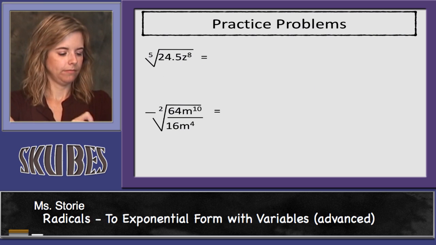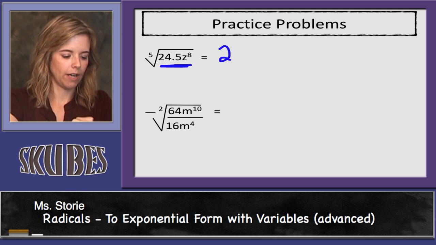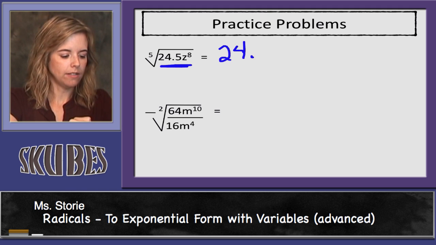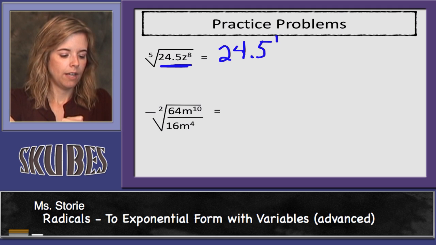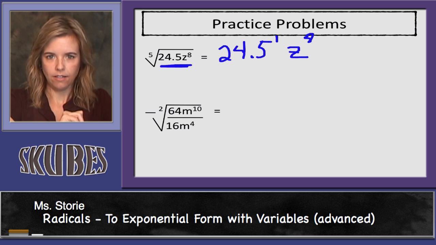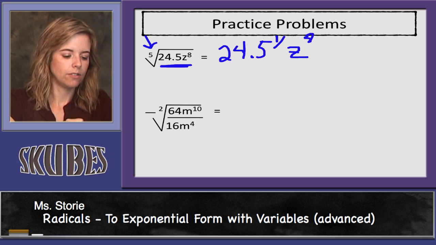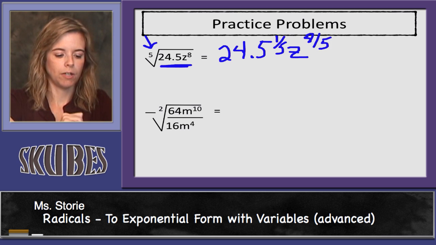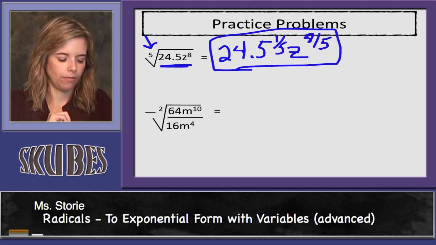Let's try 2 more. Just because you have a decimal doesn't change anything. You can still write it as a base. There's no exponent, so we assume it to be 1. Then you've got your other base of z. There is an exponent. It's 8, so it becomes your numerator. We do have an index of 5, so we put both of the numerators on top of the denominator of 5. You can't reduce any of the fractions, so we are done. This is now your new exponential form of the radical.